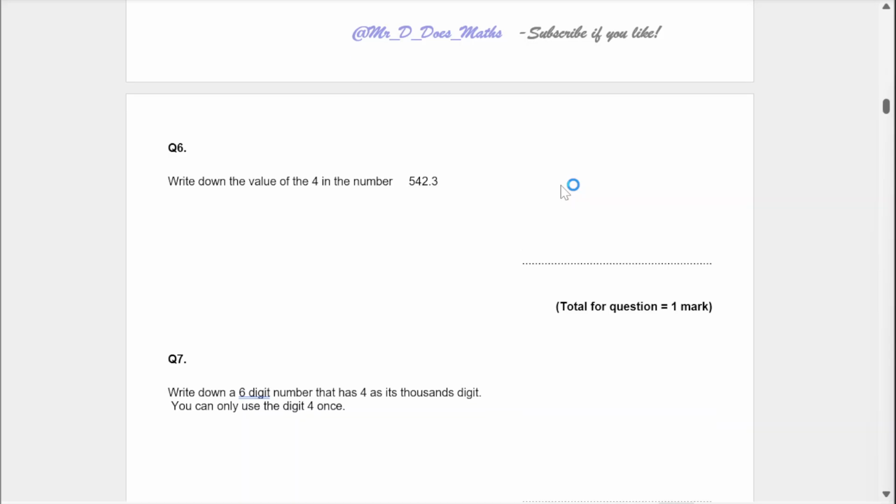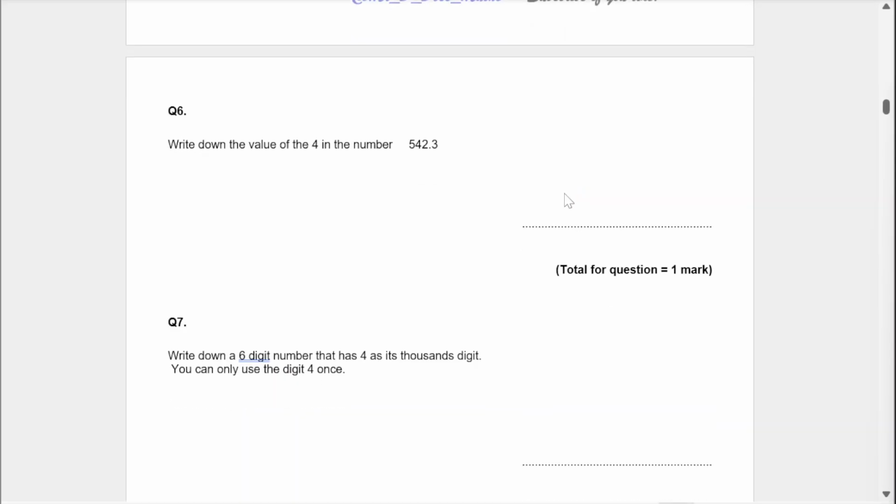Okay, question 6. Write down the value of the 4 in this number. So the value of the 4 is 40. I tend to write it as numbers, but you can write it in terms of words. But tens is not going to get you the answer. You could write 4 tens, but the value of the 4 is 4 tens or 40.